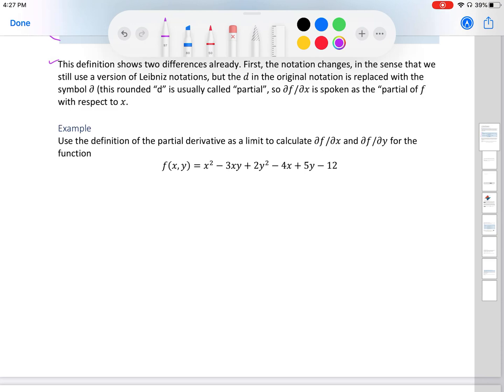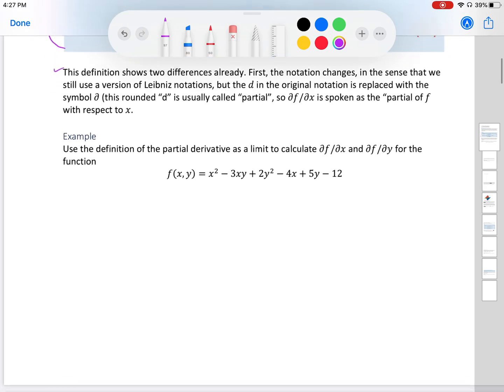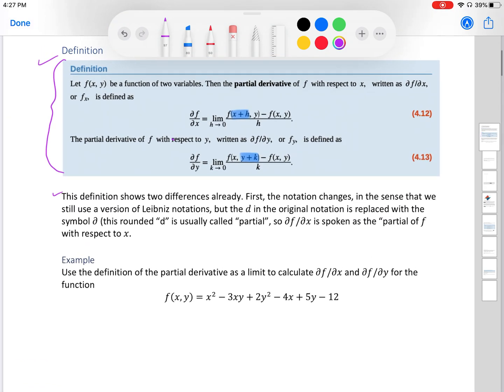Use the definition of the partial derivative as a limit to calculate the partial derivative of f with respect to x and the partial derivative of f with respect to y for the function. Okay, so I'll use the definition. Our definition above says that if we're trying to calculate ∂f/∂x, then I'm going to replace every x with an x plus h. So we have to replace an x there, and there. Everything else stays the same.